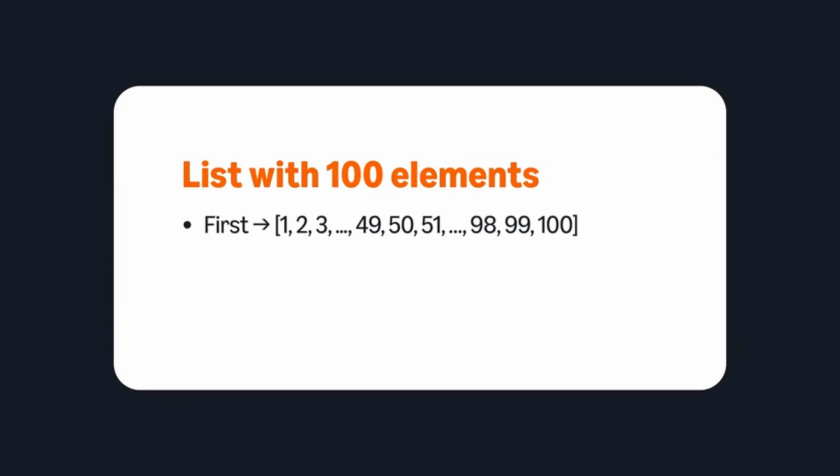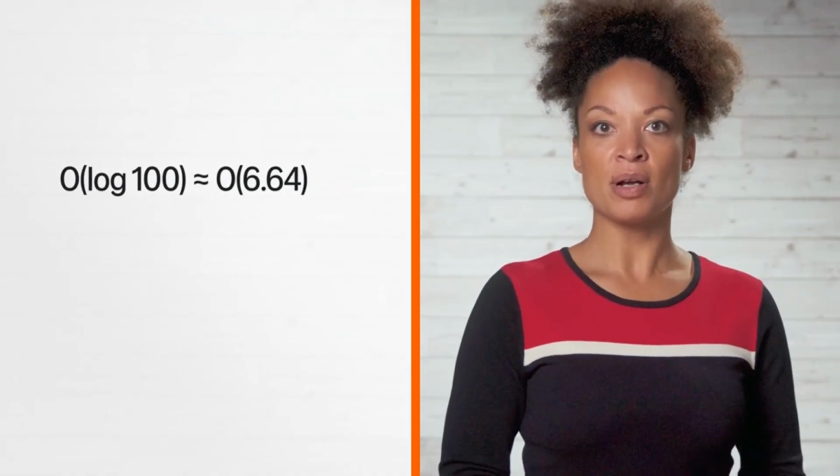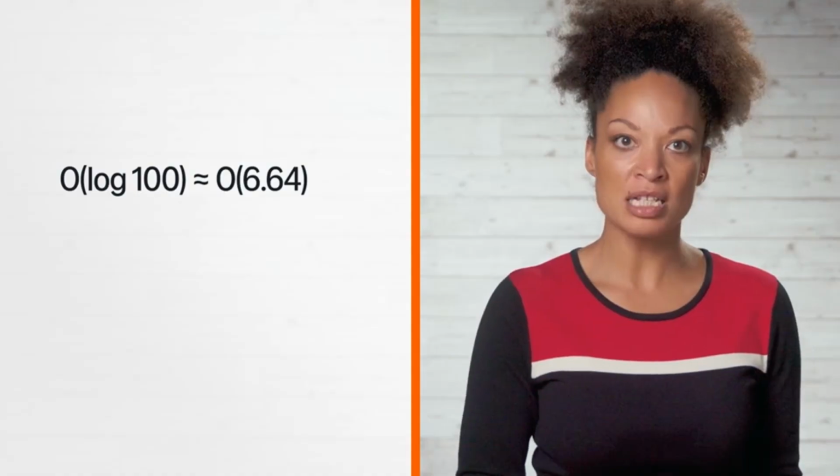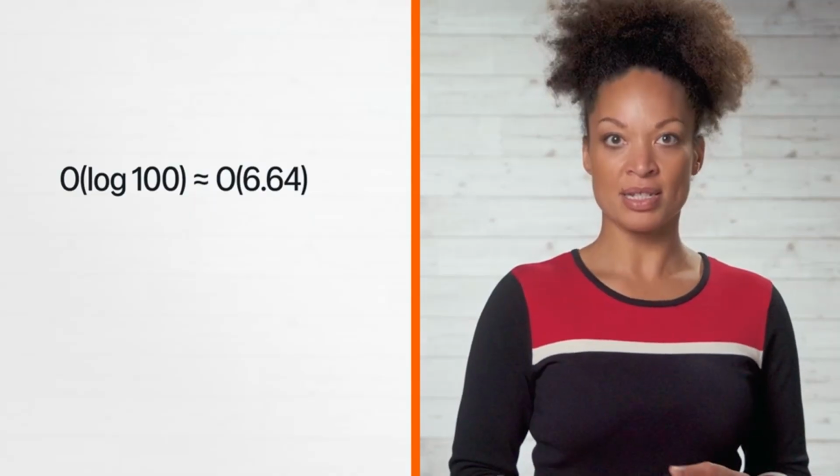Now consider a sorted list with 100 elements. Binary search will use the same method, but the number of comparisons, or passes, increases slightly because the list is larger. In the first comparison, check the middle element, the 50th position. Depending on the target value, check the middle of the remaining half, either the 25th or 75th position. Continue halving the list with each step until you find the target. The time complexity for this process is O of log 100, approximately 6.64. So the worst case here will take 7 comparisons.